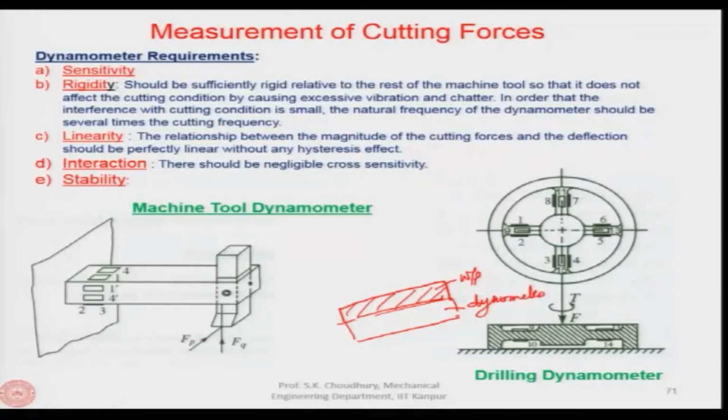When a hole is drilled here, there will be a thrust and a torque imparted by the drill. With the principle shown here, the torque will be sensed by 1 to 8 and the thrust will be sensed by 9 to 16. This is just to clarify how it works. The dynamometer is placed below the workpiece so that it senses the torque and the thrust imparted on the workpiece by the drill.